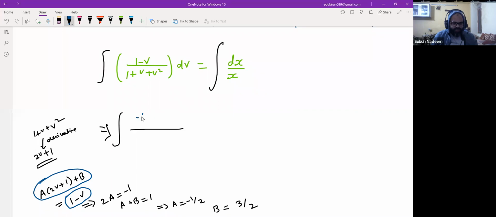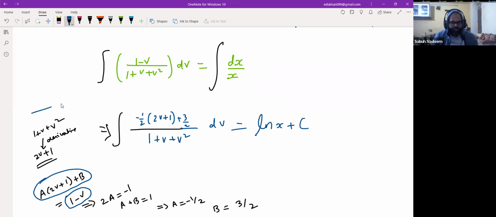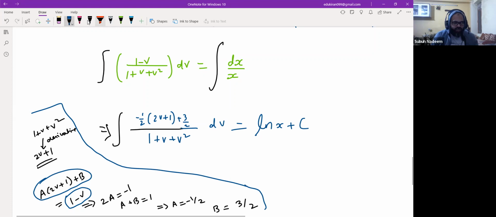A is minus half, 2v plus 1, and b is 3 by 2. Now if you simplify it, you will get the required numerator, 1 plus v square dv. And the right side is log x plus c. Here we don't have to do much, and this is all integration now. So the purpose of doing this was so that you can separate them.